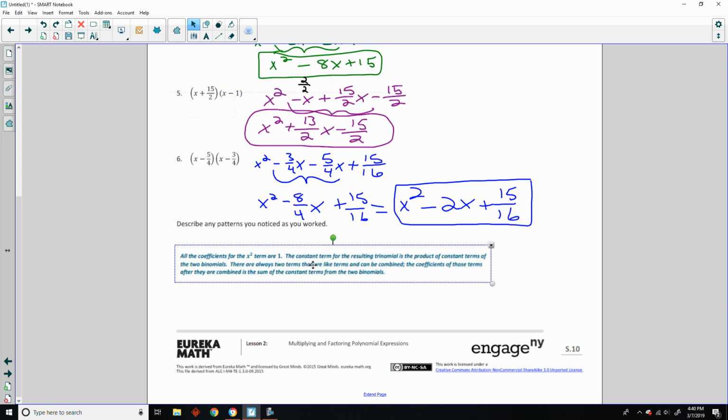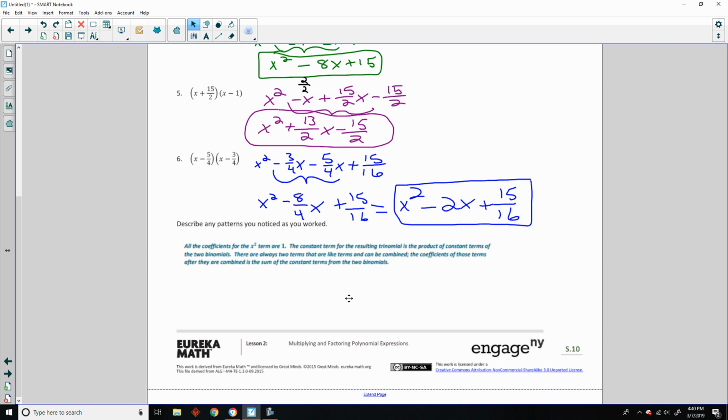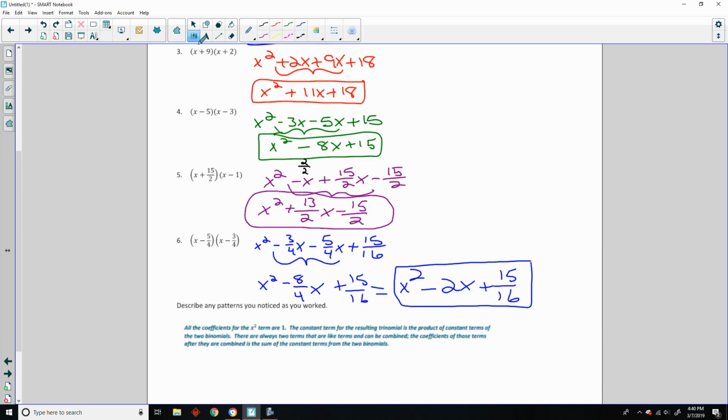Okay, so here it is. All of the coefficients for the x squared term are 1. The constant term for the resulting trinomial is the product of the constant terms of the two binomials. In other words, this last term is just this term times this term multiplied. Negative 5 times negative 3 is positive 15.